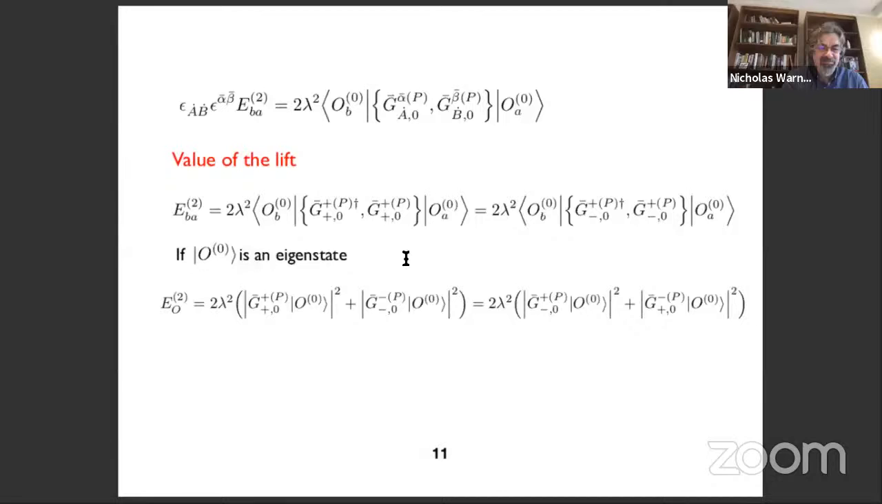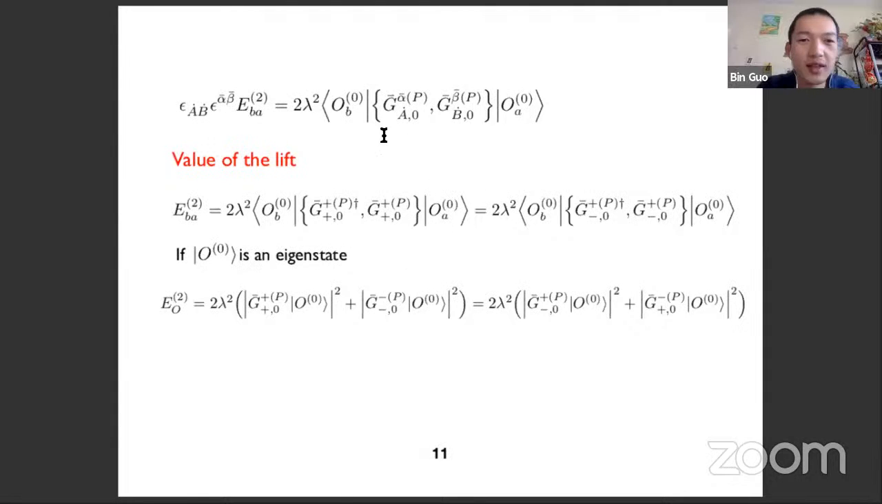Okay. If we use that formula and give the indices some particular values, we can get the value of the lift. And if O is an eigenstate, then we can write this as a norm square of this particular state.